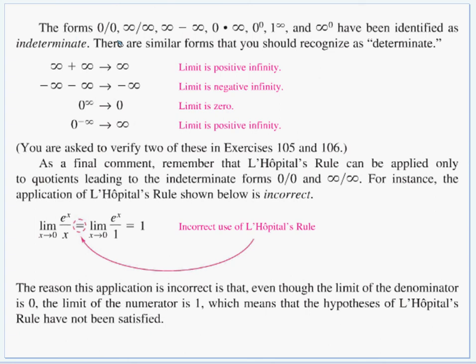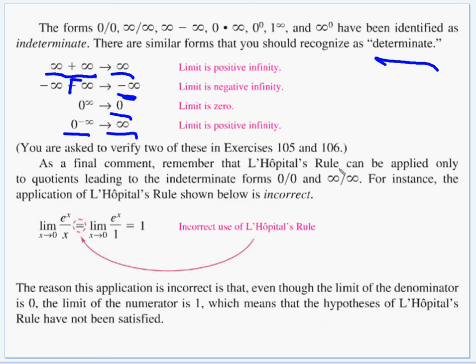The forms 0 over 0, infinity over infinity, infinity minus infinity, 0 times infinity, 0 to the 0 power, 1 to the infinity power, or infinity to the 0 power have been identified as indeterminate. There are similar forms you should recognize as determinate. Infinity plus infinity is always infinity. Infinity minus infinity is like adding a negative infinity to it, so those will add up to a negative infinity. 0 to the infinite power is 0. 0 to the negative infinite power is infinite.